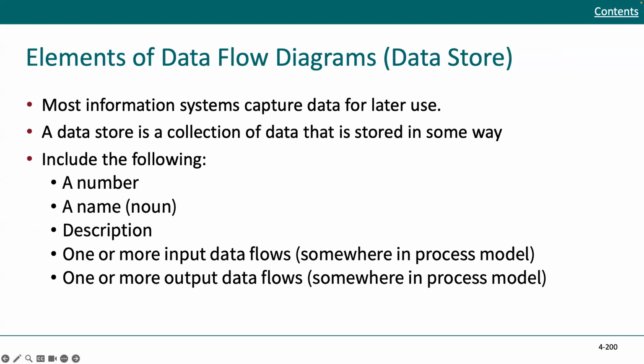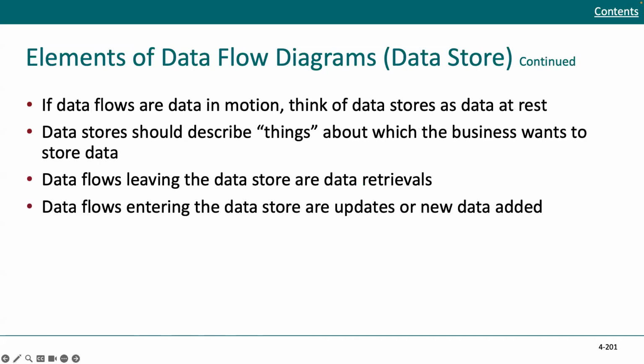Now for data store, most information systems capture data for later use. A data store is a collection of data that is stored in some way. It includes the following: a number, a name or a noun, a description, one or more input flows, and one or more output flows. Continuing with data store, if the data flows are data in motion, we can think of data stores as data at rest. Data stores should describe things about which the business wants to store data. The data flows leaving the data store are data retrievals, and data flows entering the store are updates or new data added.